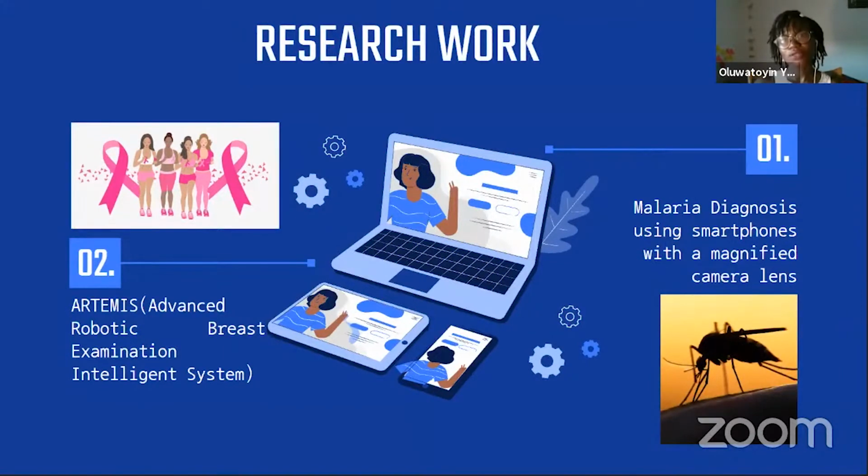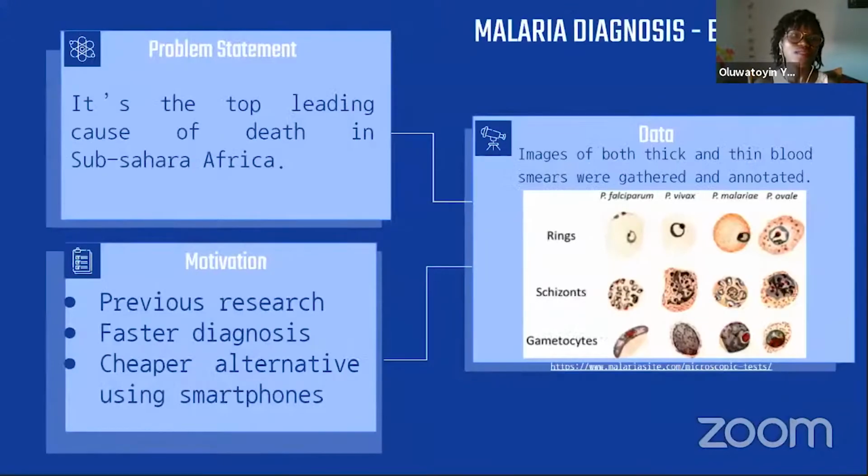The first project I'll talk about is the malaria diagnosis. Why did I pick this project? First of all, this was my first step into research because I was curious about solving problems in the health sector. And malaria is one of the top leading causes of death in sub-Saharan Africa. The motivation is that I was able to find prior research work that had applied AI, and my job was to improve this previous method.